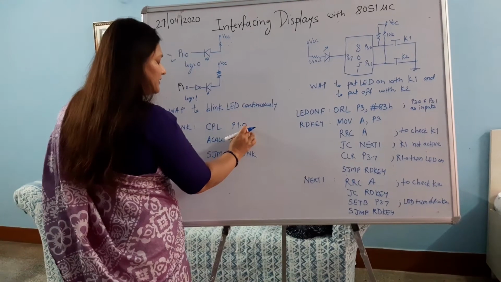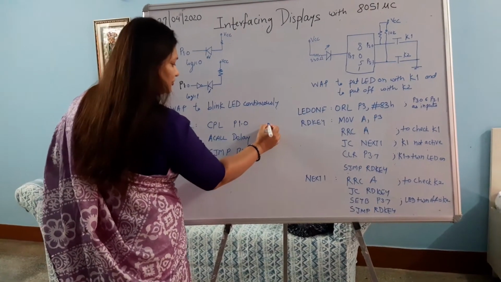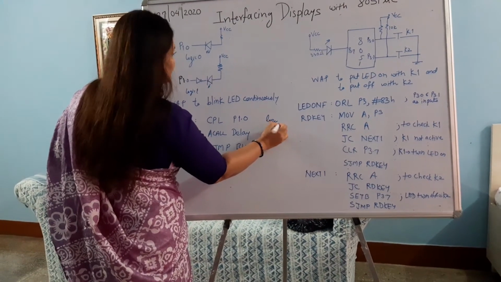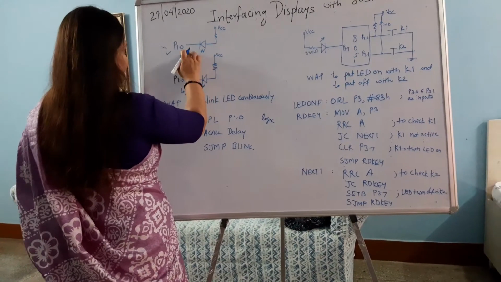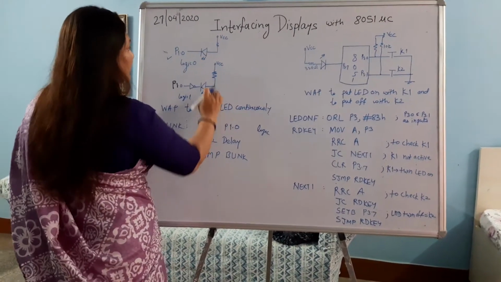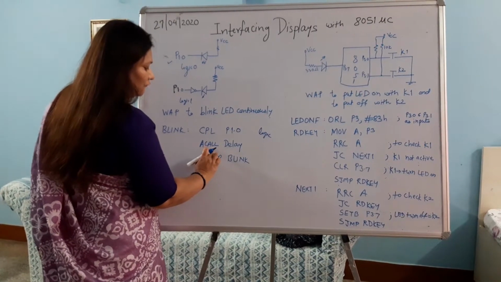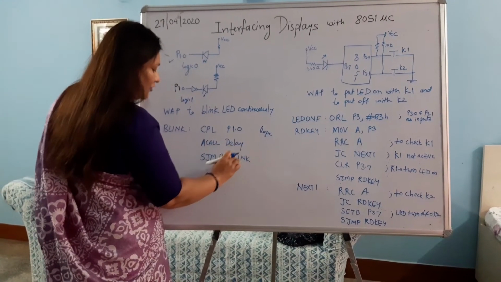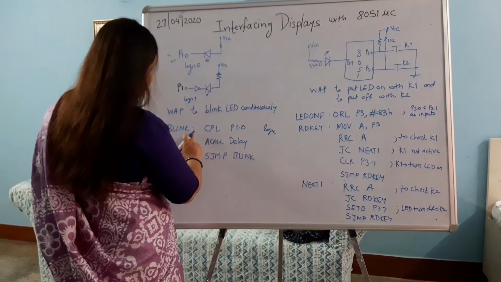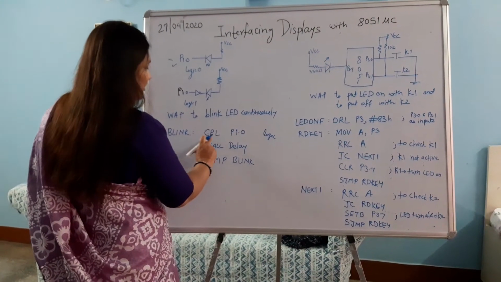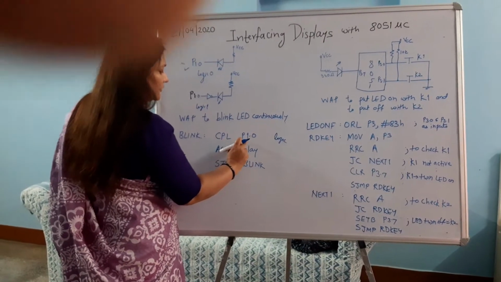Let's say the previous status of 1.0 is logic 0. According to this configuration, this hardware interpretation, the LED will glow. For how much time will it glow? It will glow for a certain delay. Then what are we doing? We are again jumping to this particular instruction. What is this instruction doing? This instruction is again complementing the bit 1.0.